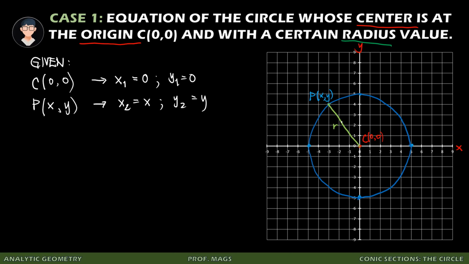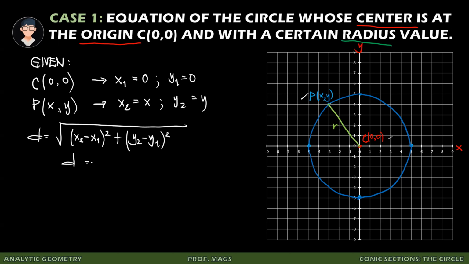And in order for us to derive for the standard equation of the circle, we're going to use the distance between 2 points formula. Since we are just given 2 points, which is the first point is the center of the circle. Then the second point will be the point that is on the circle. The distance between 2 points formula is this. So D is equal to the square root of x sub 2 minus x sub 1 quantity square plus y sub 2 minus y sub 1 quantity square. And we take note that the distance right here between 2 points is equal to the radius of the circle. So we let r be equal to the square root of x sub 2 minus x sub 1 quantity square plus y sub 2 minus y sub 1 quantity square.